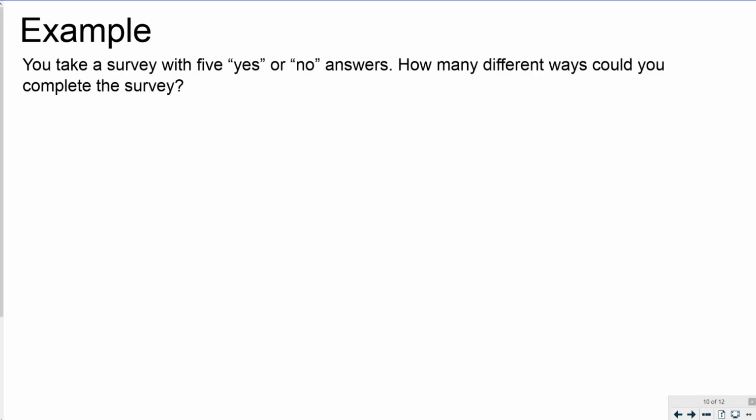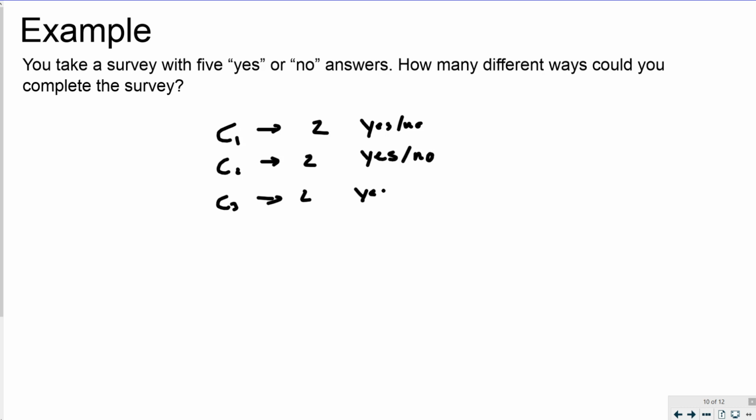So, another example. You take a survey with 5 yes or no answers. How many different ways could you complete the survey? So remember, for choice 1, you have 2 choices. And then choice 2, you have 2 choices, yes or no. And then yes or no again. And then it's kind of going to be the same thing. Choice 3, you have 2 choices, yes or no. Choice 4, you have 2 choices again.